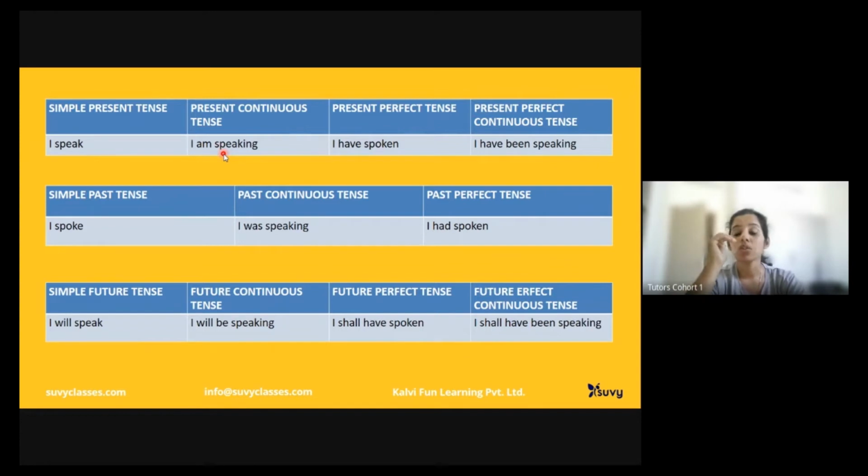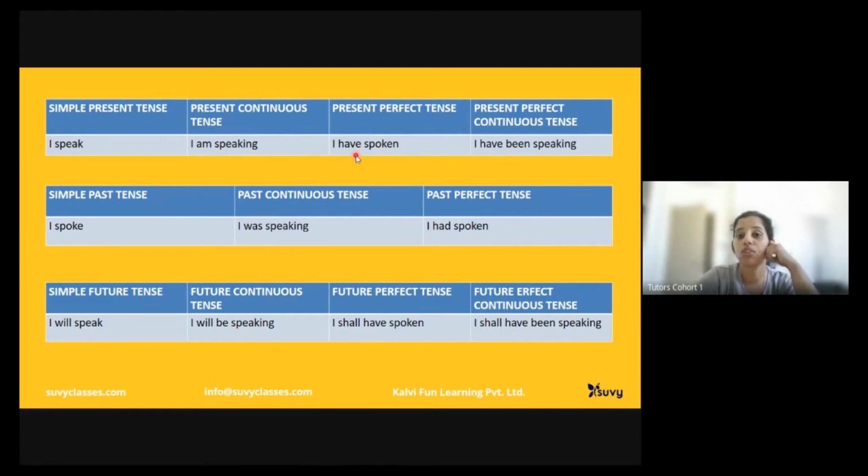Now, when do we use present perfect tense? I have told you that the action had happened in the past, but it still has an effect. Okay? So now I have spoken. So you have spoken about something. Okay. So for example, if I'm telling you with the same, I have spoken about global warming to the whole class, and so the whole class has listened to you. It still has an effect. So that's why it is the present perfect tense.